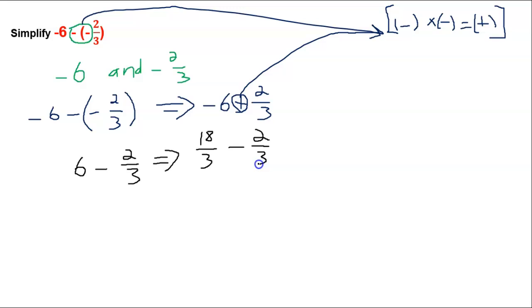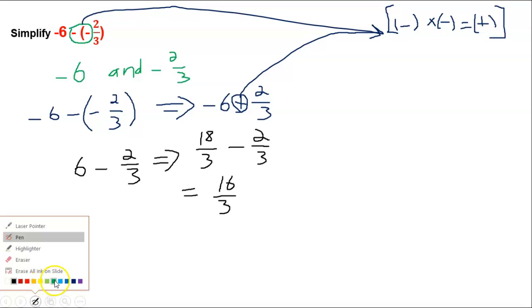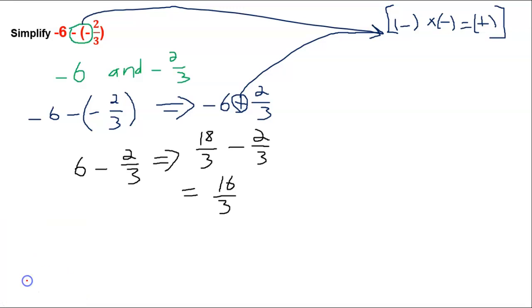As I stated, the two denominators are the same, so you just go ahead and subtract the 2 from the 18. 18 subtract 2 is 16, so you get 16 over 3. You can also write that as a mixed number.